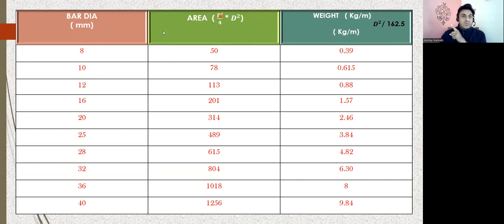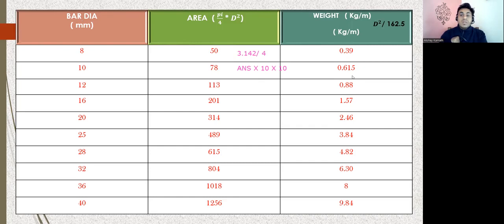Pi is 3.142. I'll write it here. You divide this by 4. Whatever answer you get, I'll write it here, and you multiply that by d square. D is whatever diameter you want to find. If I want to find it for a 10 mm diameter bar, multiply this by d square, so 10 into 10. Suppose you want to do it for 12, 16, the same procedure you have to adopt, and whatever answers I've written here, the same answers you're going to get here.